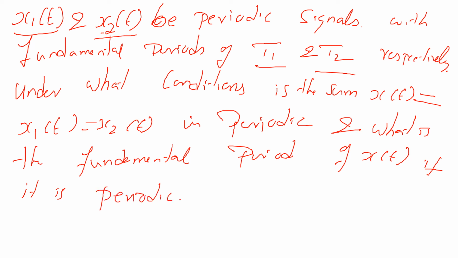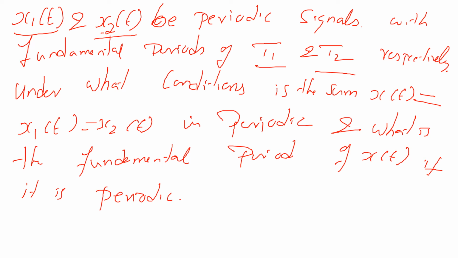It's an interesting question. I'll repeat the question one more time. Let x1 of t and x2 of t be periodic signals, with fundamental periods T1 and T2 respectively. Under what conditions is the sum, not the product, x1 of t plus x2 of t equal to x of t, and both should be periodic.